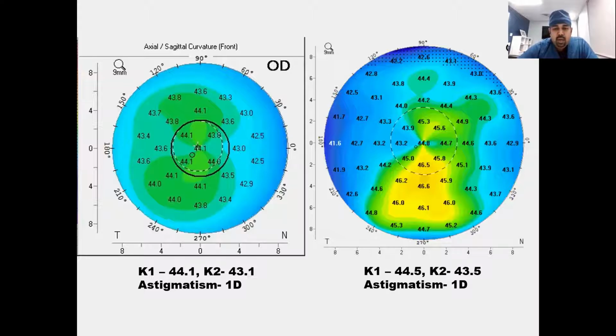So having a K1 and K2 which is normal, as in say this image on the left and the image on the right, both of them have a similar K1 and K2, and the astigmatism as a difference of these is also similar. But if you look at these two corneas, it is something that would strike every ophthalmologist.